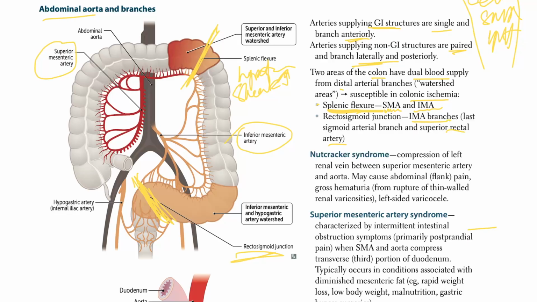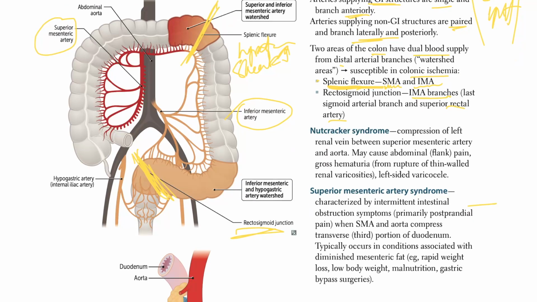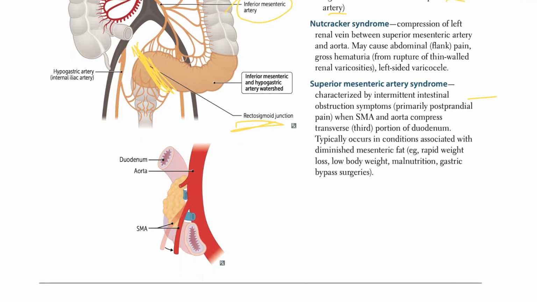Let's talk about nutcracker syndrome now. Nutcracker syndrome is the compression of the left renal vein between the SMA and the aorta. Normally you have a 45-degree angle, which is here, but with the associated features, which I'm going to mention later, the angle is reduced to 20 degrees. So as soon as that happens, you're constricting the left renal vein.